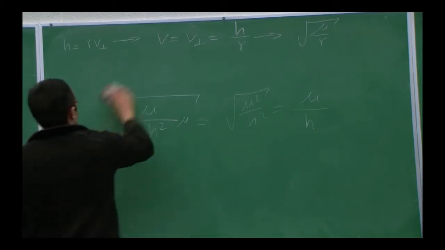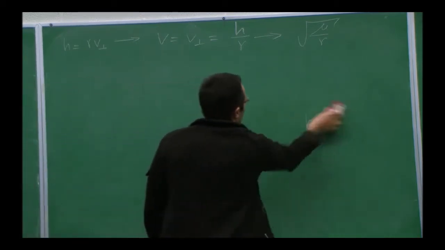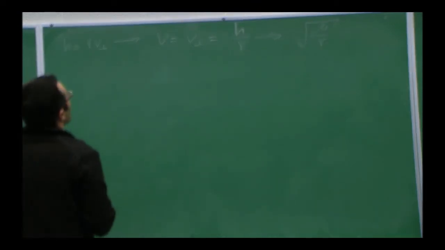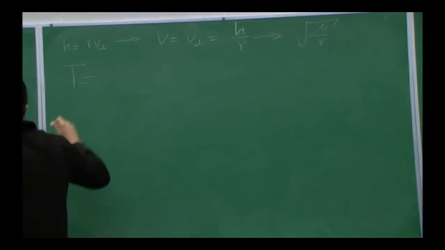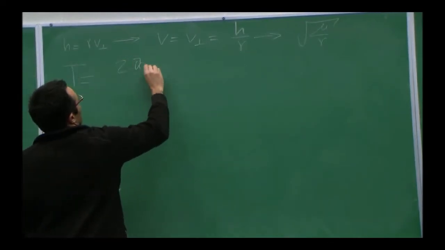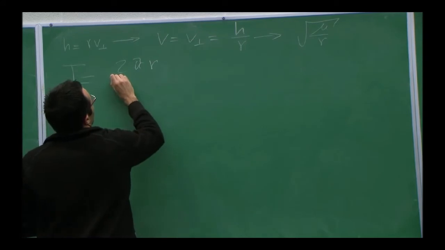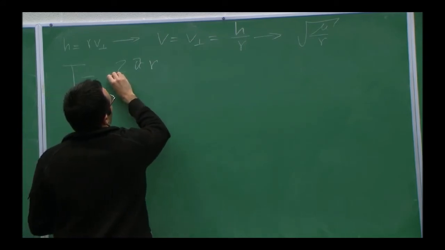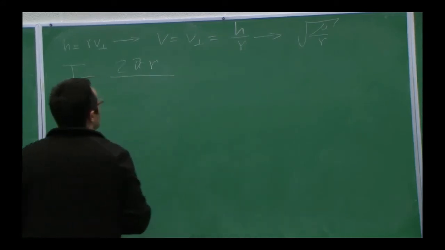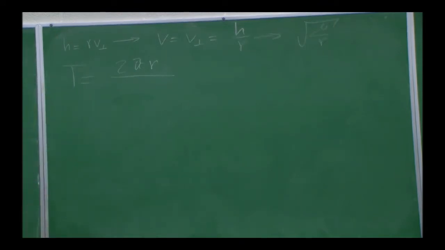What else do we want to know about orbits? Well, we want to know about the period. How long does it take to run over this? It's a circle. So it's 2 pi r, right? Over... You can assist me here.